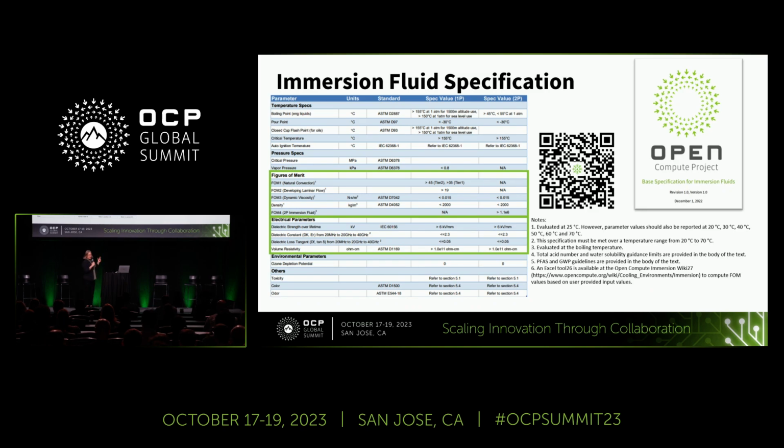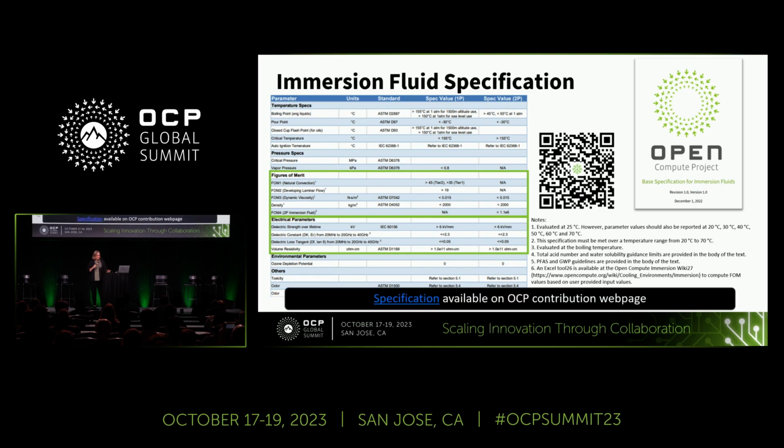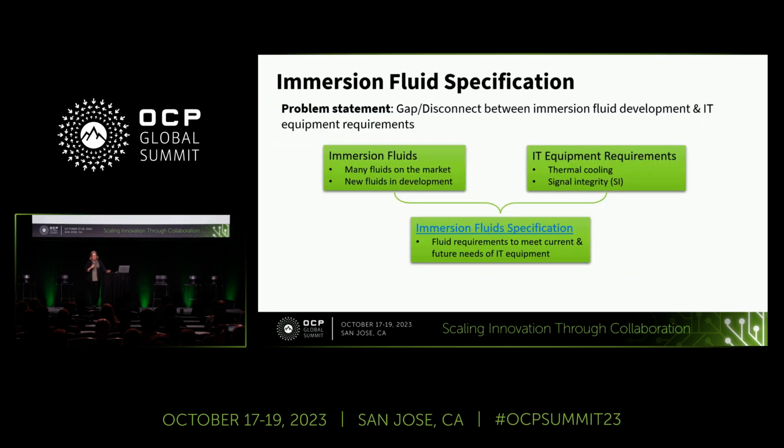The top green box is related to the figures of merit that we just discussed, and the lower green box is related to the electrical parameters. But you can find the detailed information in the base specification for immersion fluids, which is, of course, available on the contribution webpage. Okay, so that's where we're at.